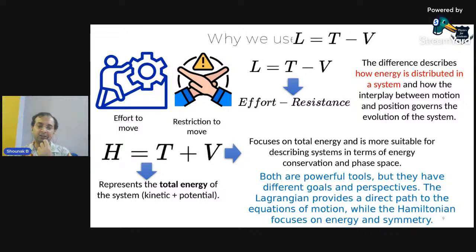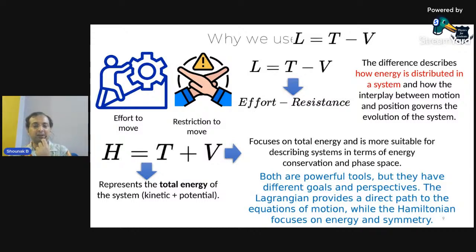This is the kinetic energy T, which drives your motion and helps you make progress. And the second one is the resistance, the potential energy V, which slows down your motion due to friction, hills, or wind, or whatever. So your actual progress depends on the difference between your energy and the resistance. So we can say progress equals effort minus resistance. L equals T minus V.